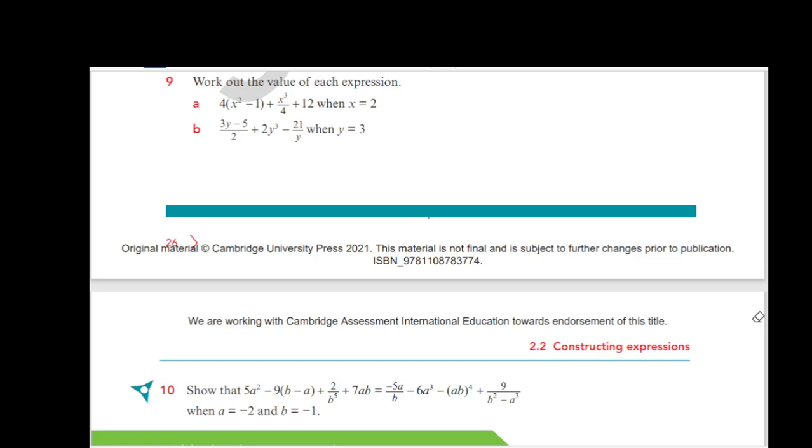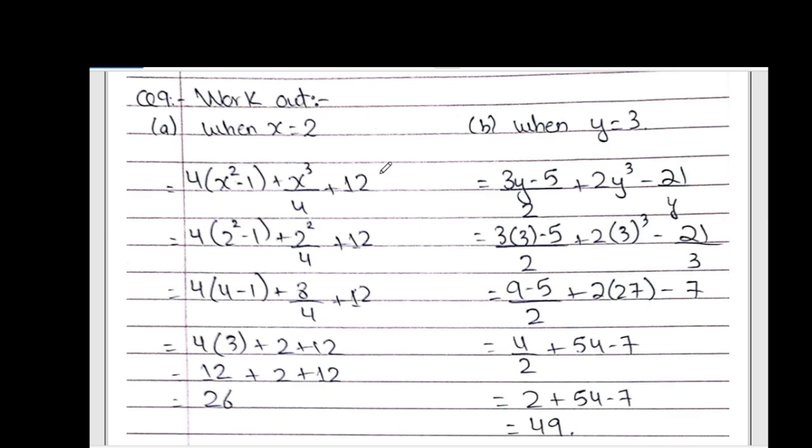In this video, we will complete the last two questions of exercise 2.1, which are question number 9 and question number 10. In question number 9, they are saying work out the values of each expression. In part A, the expression is 4(x² − 1) + x³/4 + 12 when x is equal to 2. We have to substitute this 2 in this expression and find the value. So here is the solution.